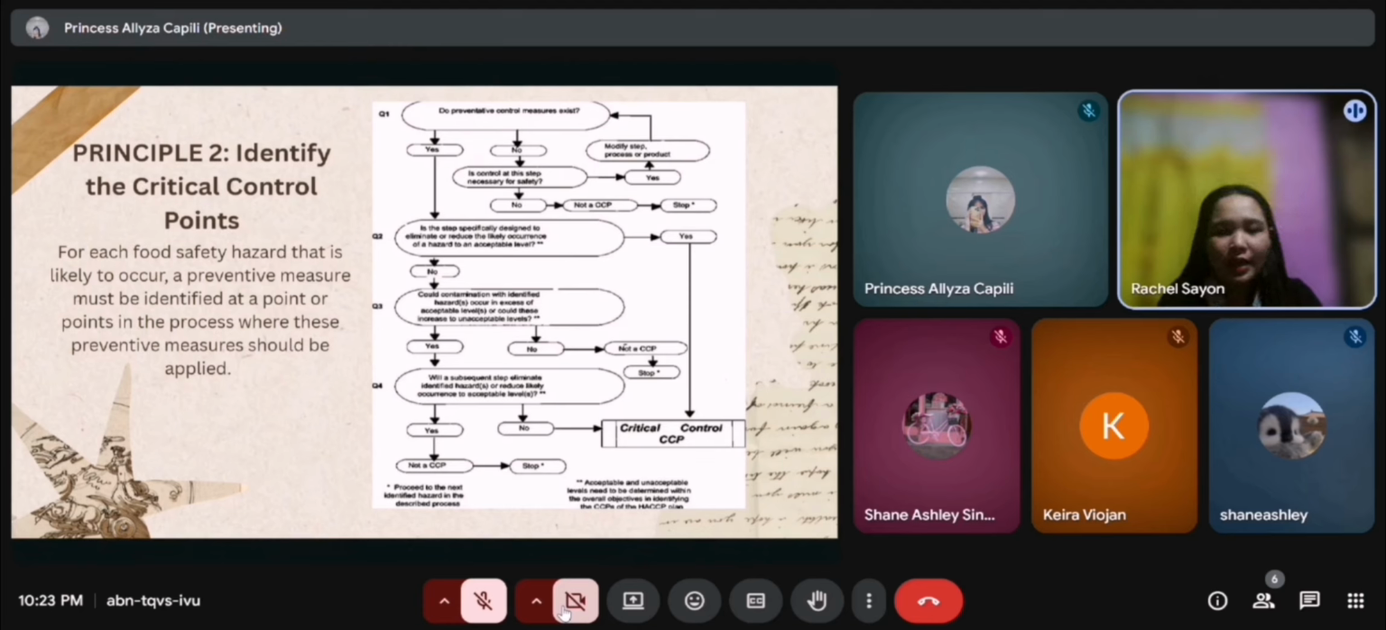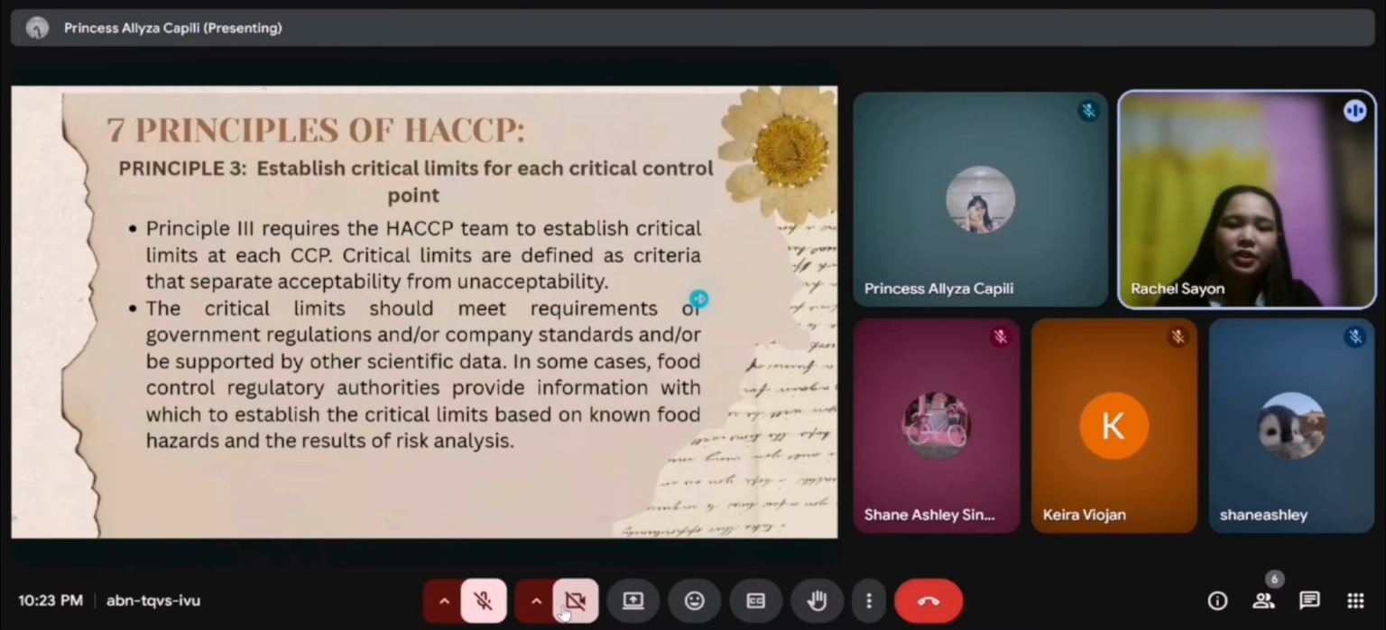If no later step can control the hazard, then that step is a CCP. Once a CCP is identified, critical limits must be set. Now, for Principle 3, establish critical limits for each critical control point. A critical limit is a maximum or minimum value that must be met to ensure food safety at a CCP. It clearly separates acceptable or safe food from unacceptable or unsafe food.